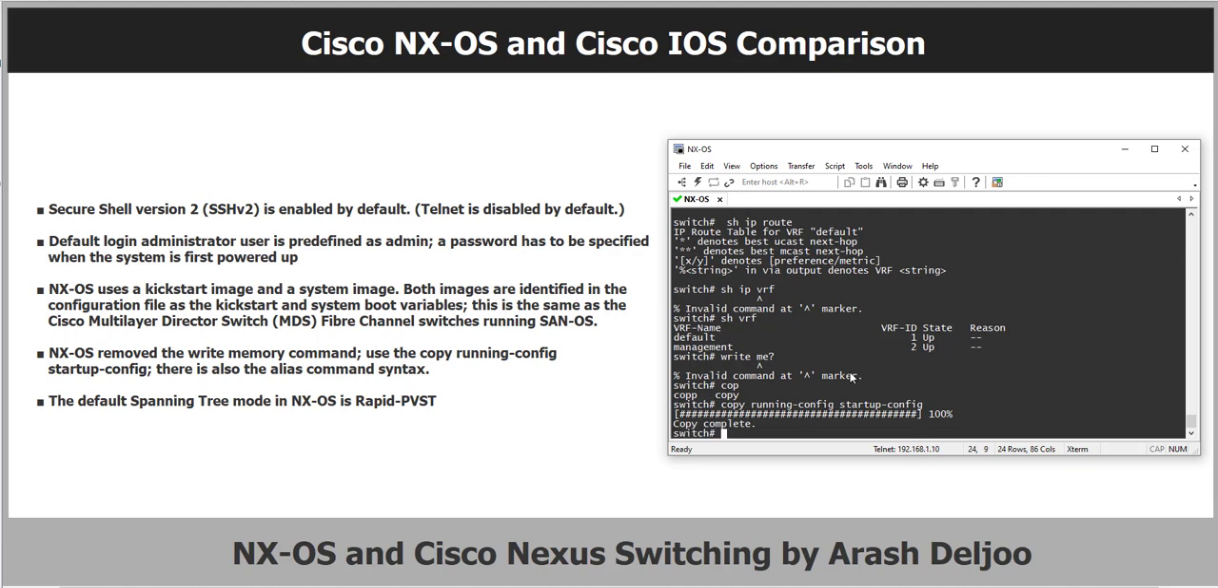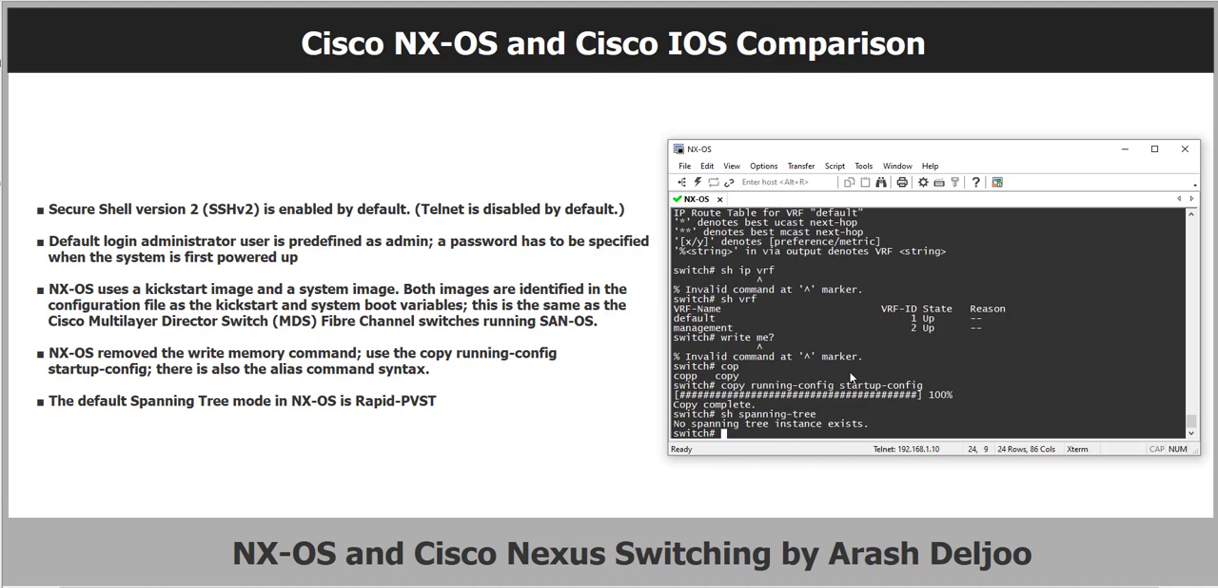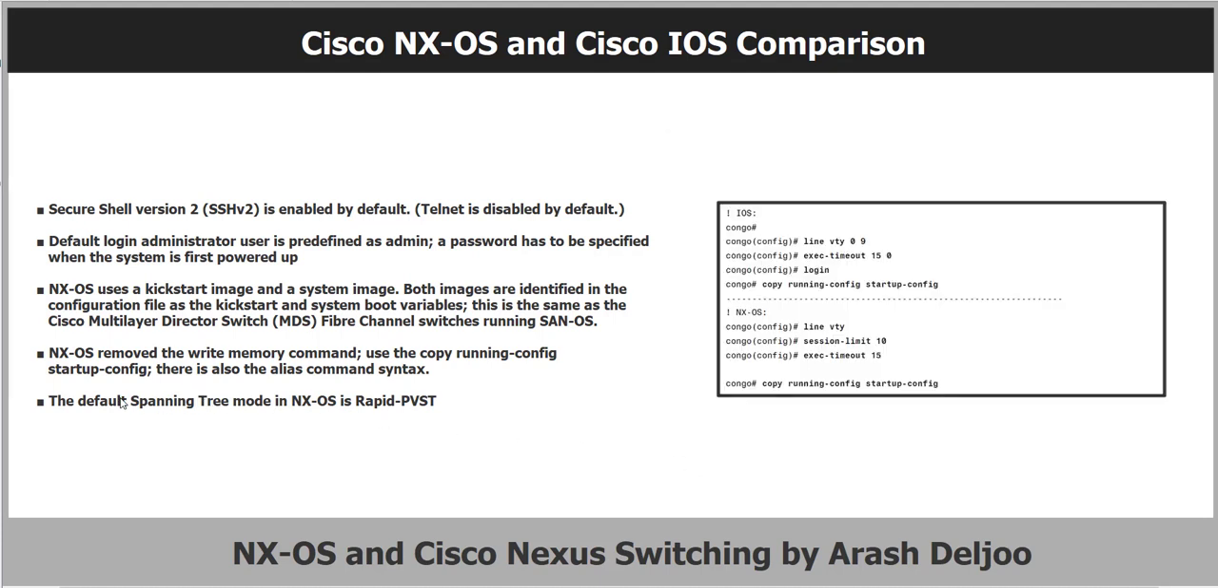After that, the default spanning tree mode in NX-OS is Rapid PVST+. Show spanning-tree: because here we don't have any network, we don't have a spanning tree instance, but the default spanning tree mode in NX-OS is Rapid PVST. In IOS, in most cases, the default is PVST. And in NX-OS, you have to enable features such as OSPF, BGP, and CTS.